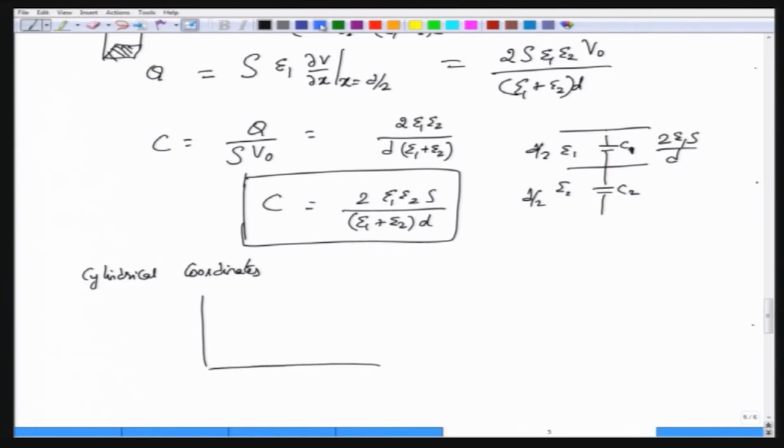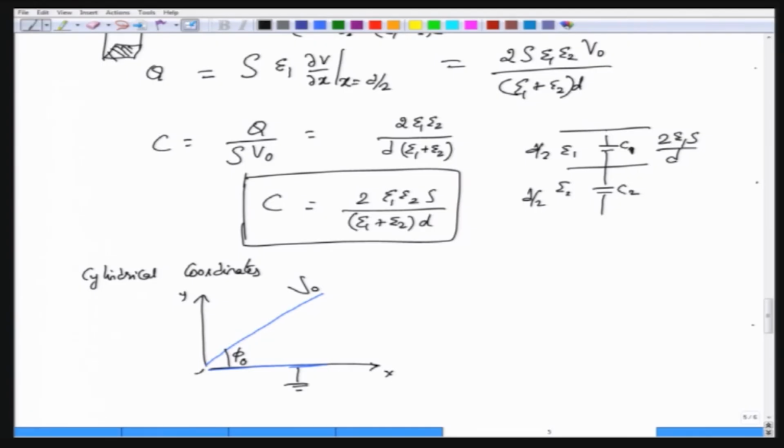I have a conductor horizontally, and I have a conductor at an angle phi with respect to the x axis. Let us ground the horizontal plate and apply a constant potential of V0 at phi equal to phi 0. Now, I want to find out what is the capacitance of this structure.